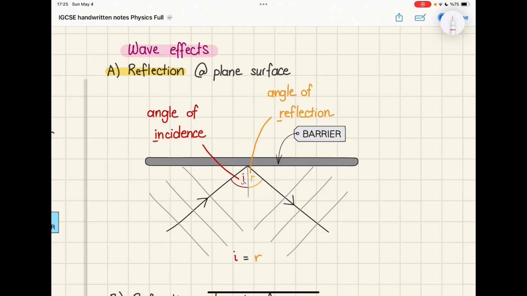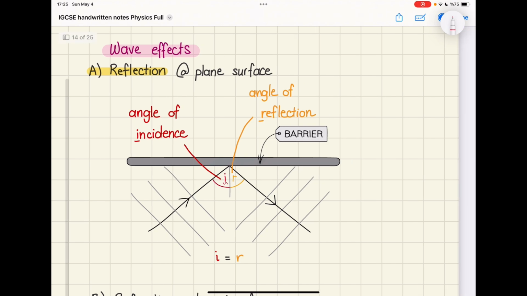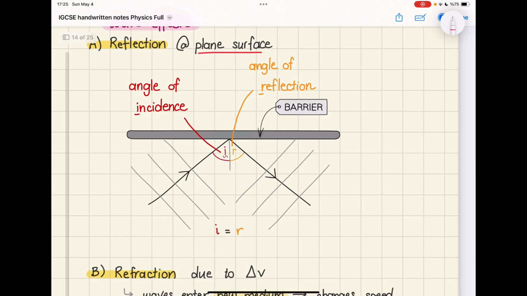In general, let's now learn about reflection. Reflection at a plane surface. Here, for example, we will have the so-called angle of incidence, and we will have the angle of reflection. And we have a barrier here. This is a plane barrier, which means it's a barrier that is flat, right? There is no curve here. And we must not forget that we have a normal, which is a line which is perpendicular to the barrier. Never forget this.